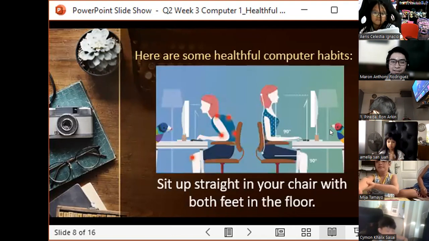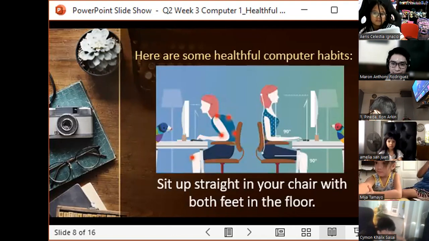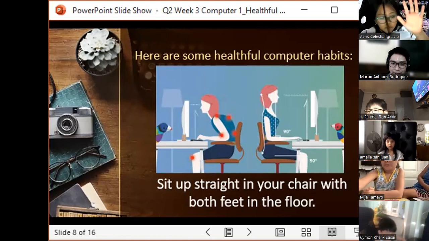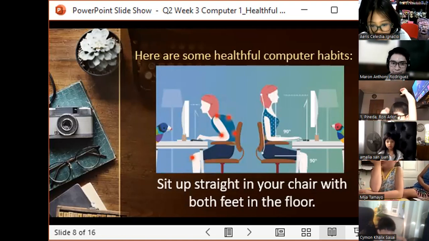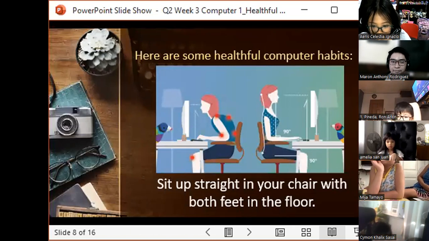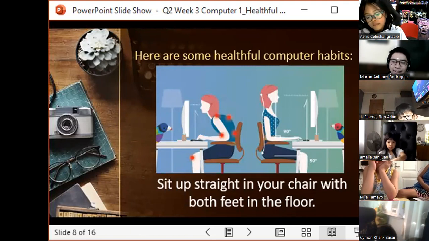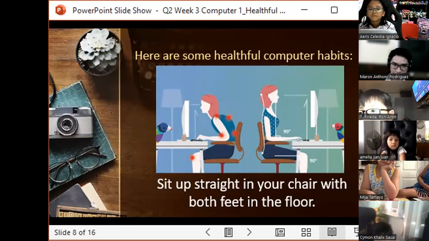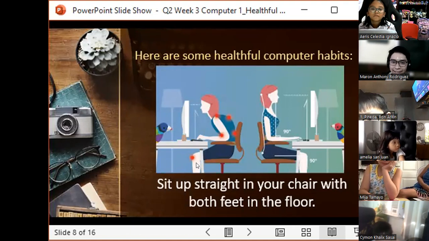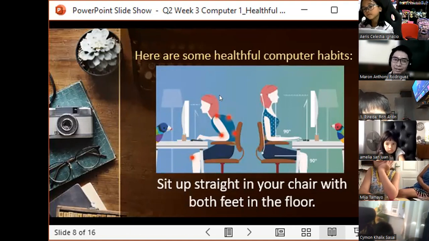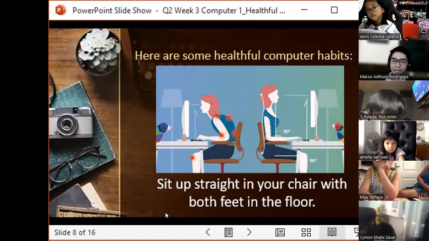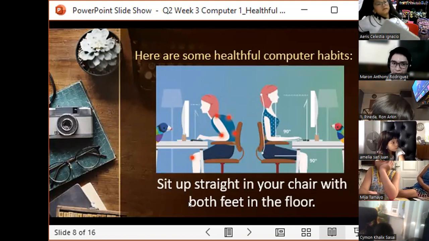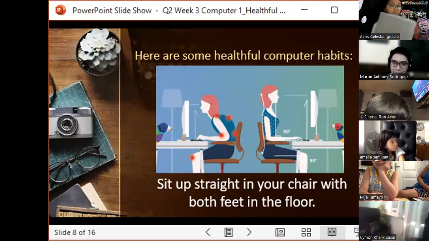Okay? Next is this one. Kindly read. Sige, Iris. Sit up straight in your chair with both feet on the floor. Okay. Kasi bakit? Anong tendency kapag hindi nasa floor ang feet? Possible na mangalay yung binti natin. And kapag hindi nakasit ng straight, anong posible mangyari? Baka maging ganito yung likod nyo, makuba kayo. Gusto nyo ba yan? Laging masakit yung likod nyo, yung braso nyo, yung bewang nyo.